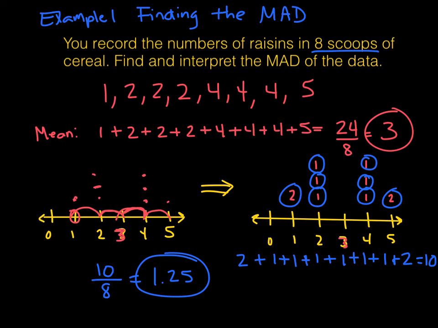To interpret something like this, I would say something along the lines of the data values differ from the mean by an average of 1.25. So remember, my mean up here is 3, and I'm comparing it to 1.25 raisins, on average, is what I would actually get. All I really wanted to help you understand is finding the MAD and really focusing on the fact that it's another type of measure of deviation.